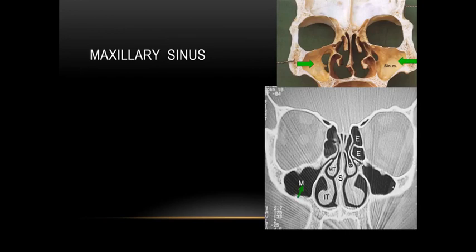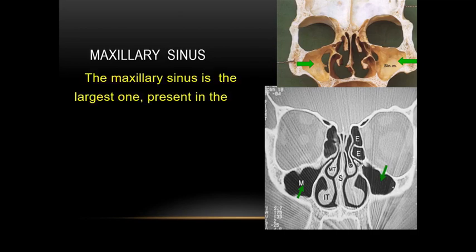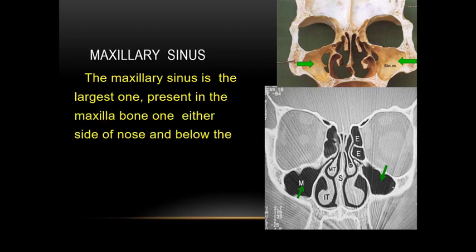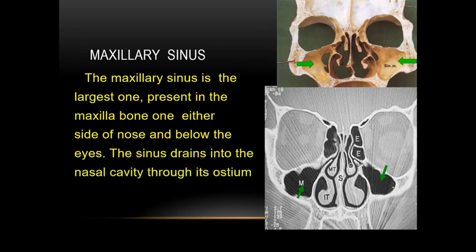As you can see it on the CT scan and on the bony cadaver. The maxillary sinus is the largest one, present in the maxilla bone, on either side of the nose and below the eyes. The sinus drains into the nasal cavity through its ostium, that's situated in the middle meatus, as we said before.